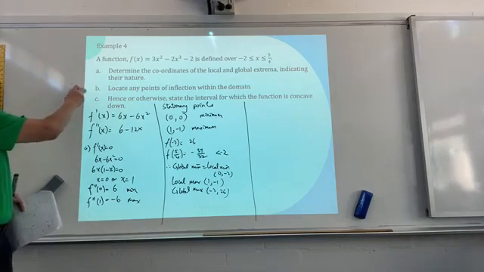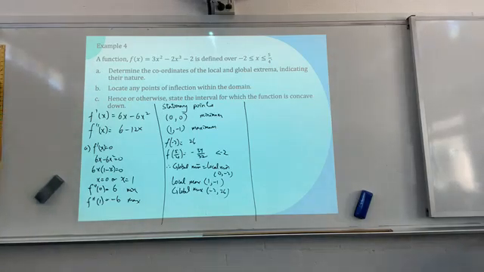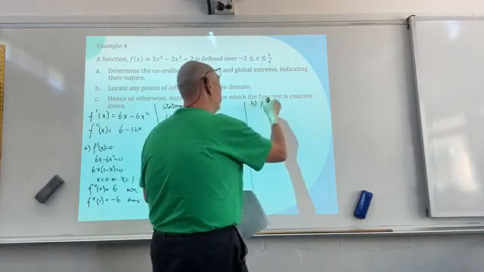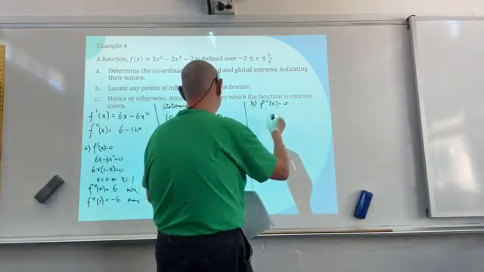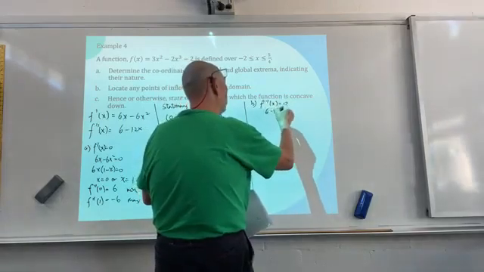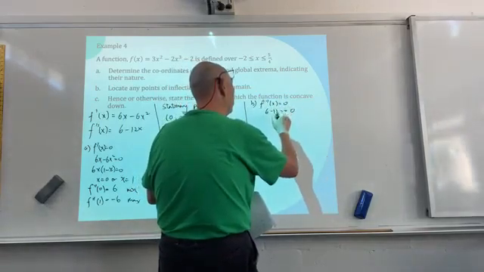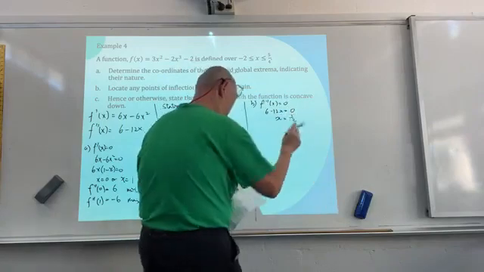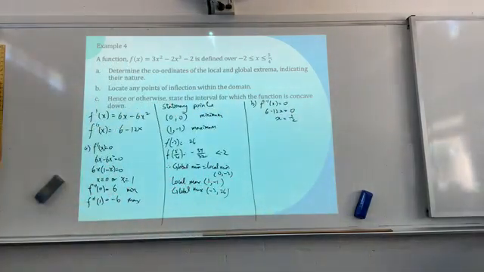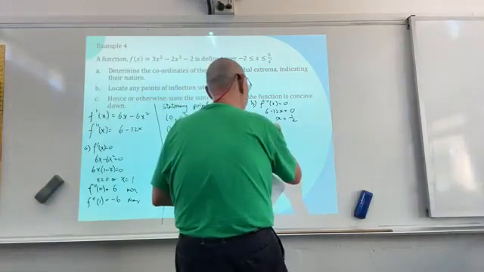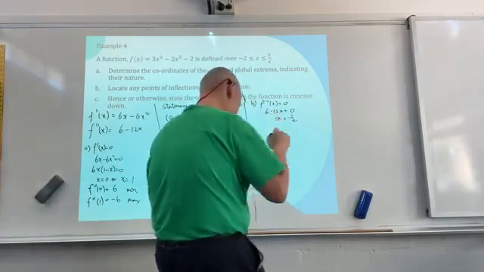Now, you need to locate any point of inflection, by using f double prime, the second derivative, equals 0. I've got a kind of simplified answer. It's going to be negative, I think. So the stationary point is when x equals half.